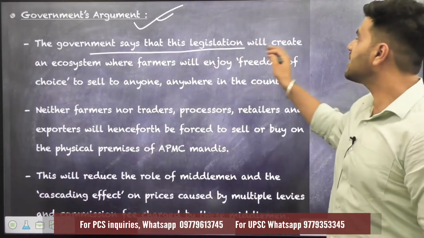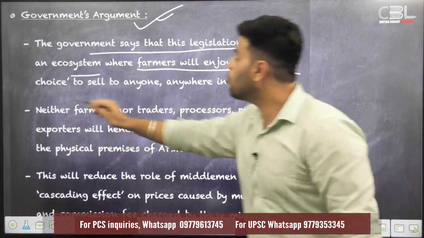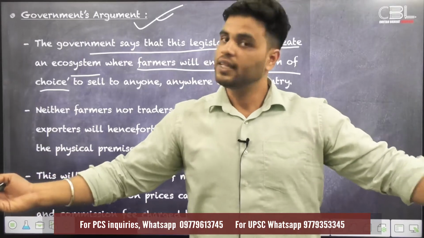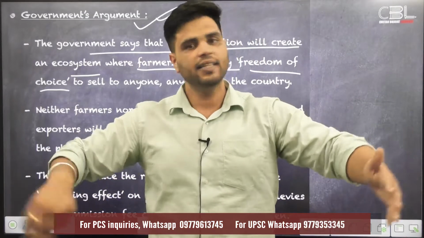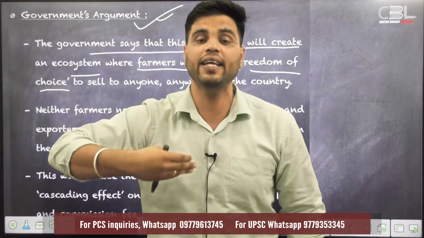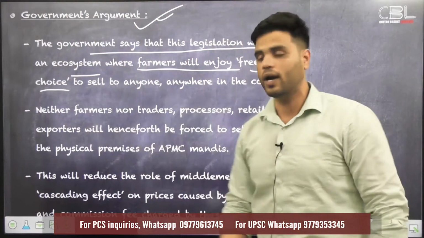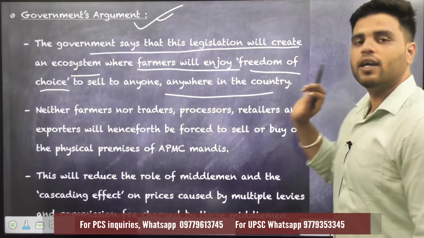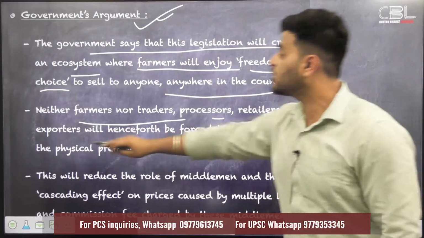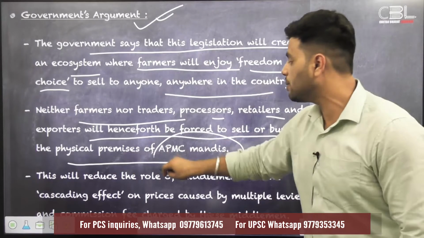The government says that this legislation will create an ecosystem where farmers will enjoy freedom of choice. Farmers will be able to sell anywhere they want. They can sell their produce to APMC mandis. They can sell their produce to anyone, any private marketing yard, any wholesaler, any exporter, any big corporate food chain. They can sell their produce to anyone. Okay? Anywhere in the country. Clear? Next, neither farmers nor traders, processors, retailers and exporters will henceforth be forced to sell or buy on the physical premises of APMC mandis.